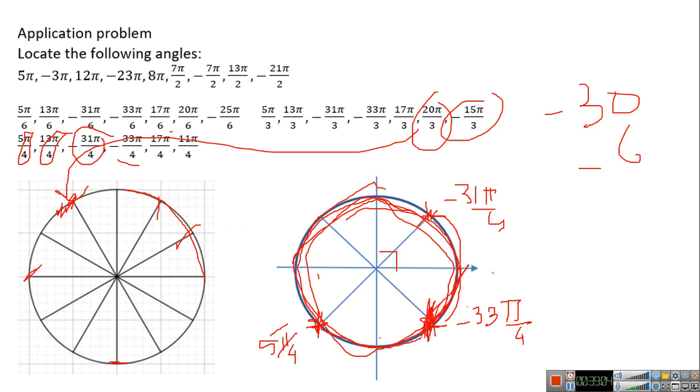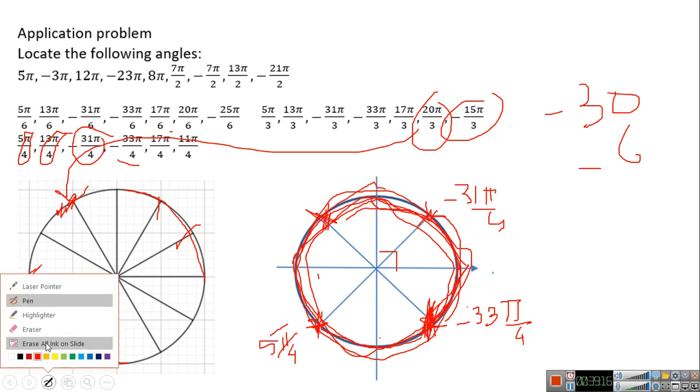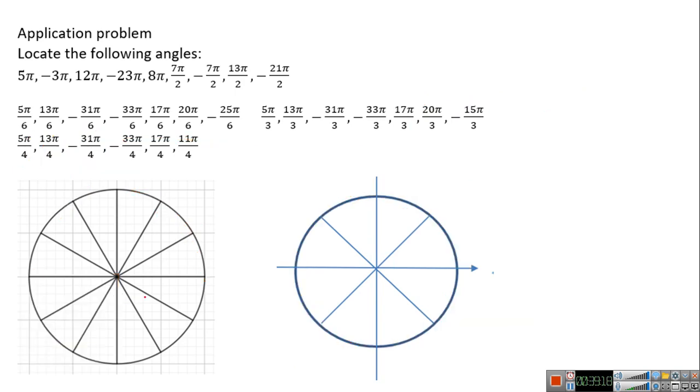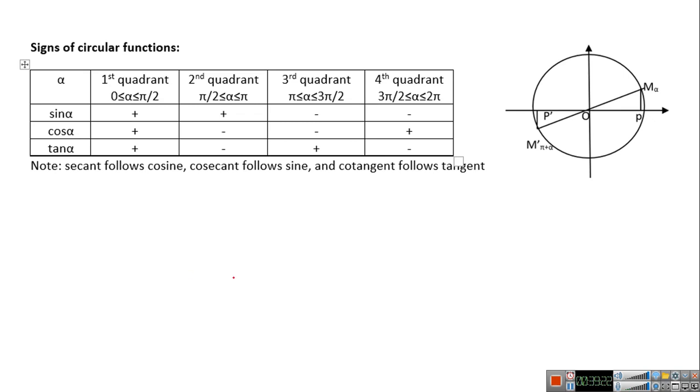I want 11 pi over 4: 2, 4, 6, 8, 10. This is 11 pi over 4 here. So this is how we locate remarkable angles in a trigonometric circle. As you can see, it's very simple. I want you to redo these. Now, as we said, 0 to pi over 2 is the first quadrant.